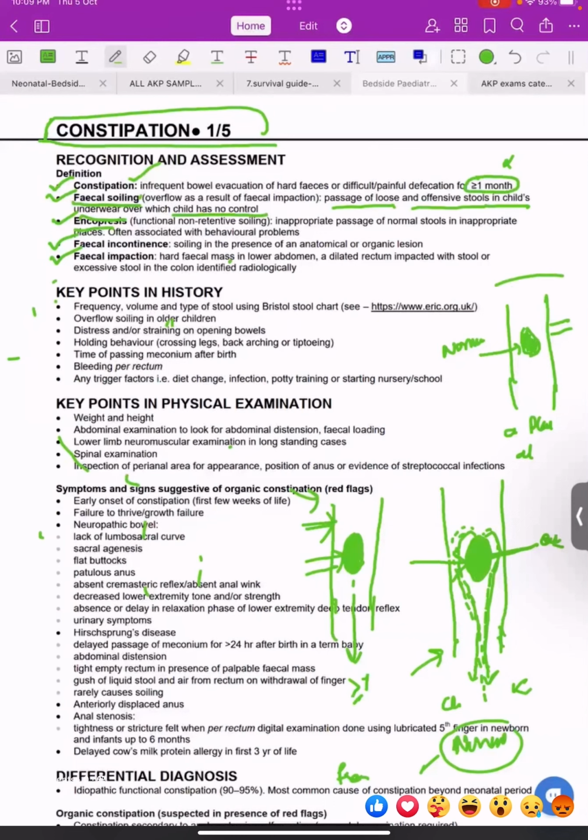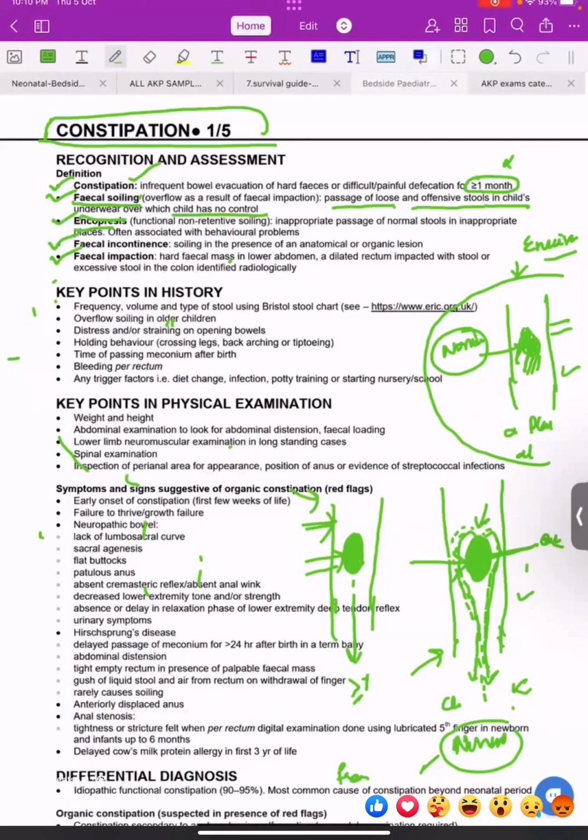So what is the problem basically here? There is a problem in the environment. The child is feeling insecure. The child is not behaving well. Here the stool is of normal consistency. When we talk about fecal soiling, the stool is of hard consistency. It is abnormal, but the behavior of the child is normal. In encopresis, the stool is of normal consistency, but the behavior of the child is abnormal, and the place of passage of the stool is also abnormal.